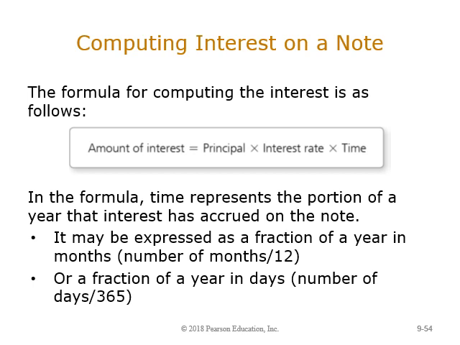For the time, it could be expressed as a fraction, or it could be the number of days as a fraction as well. So it could be 3 divided by 12. That means that it's 3 months. Or it could be written as days as a fraction over 365.